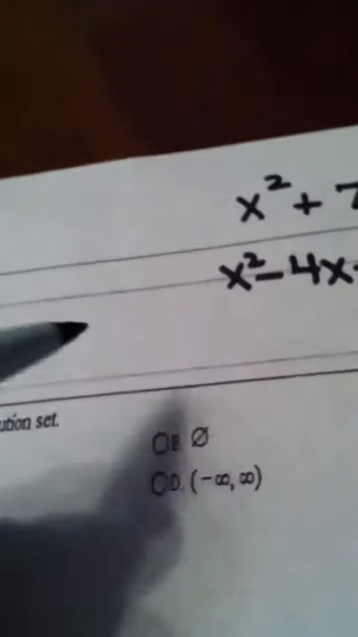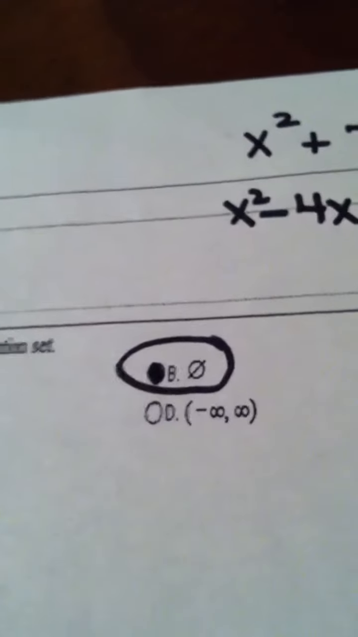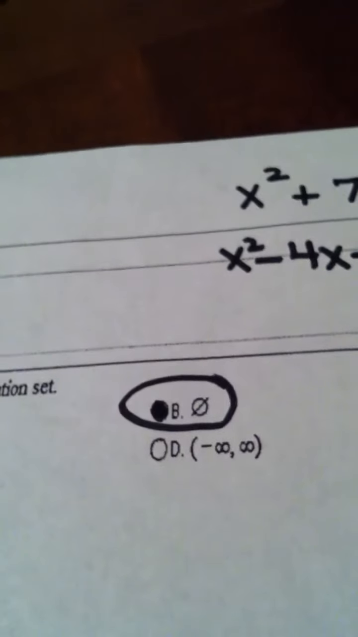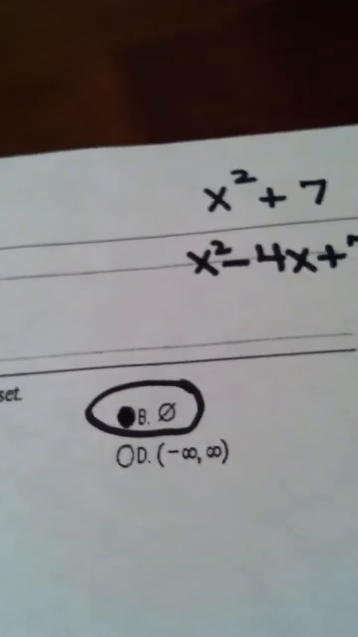Oh, okay. That's easy. Choice B. It never happens. This graph, the y value is never less than 0. Pretty much done. Empty set, no solution. Special case.